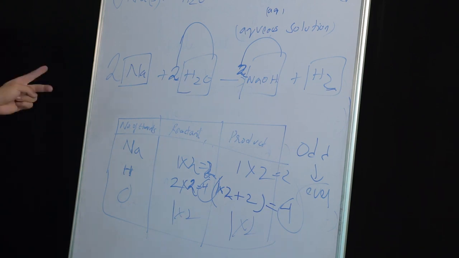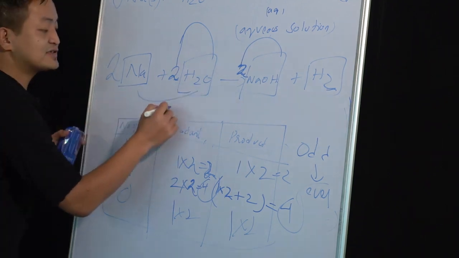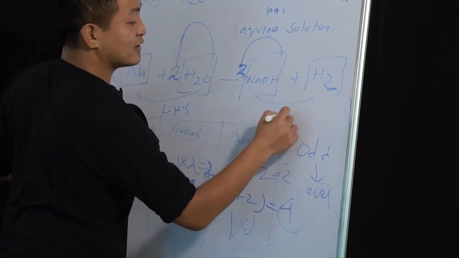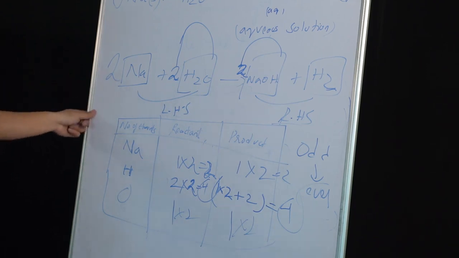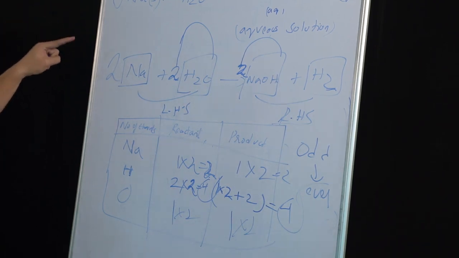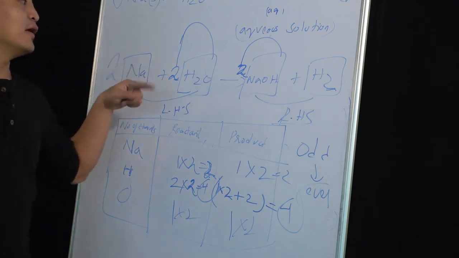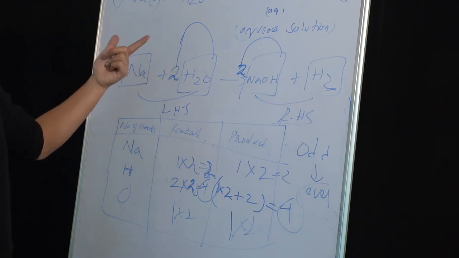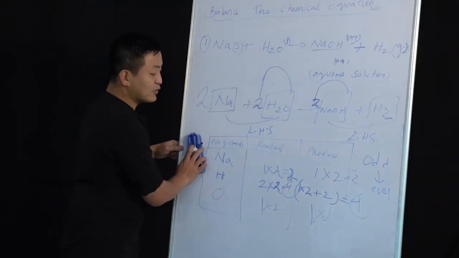So we can say that this equation obeys the law of conservation of mass. The number of atoms is not lost. Whatever we have on the left-hand side is equal to the right-hand side. So now this equation is already balanced. The right answer for this equation would be 2 Na plus 2 H2O on the reactant side, and on the product side, we have 2 NaOH plus H2. Okay? So everyone, please note down.